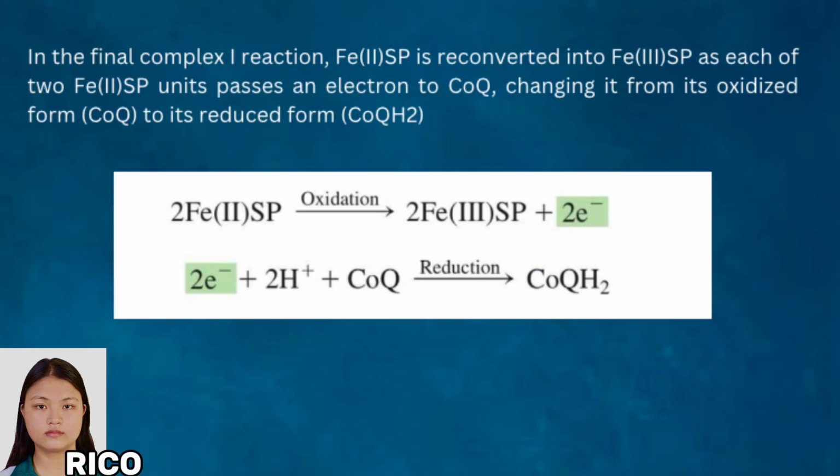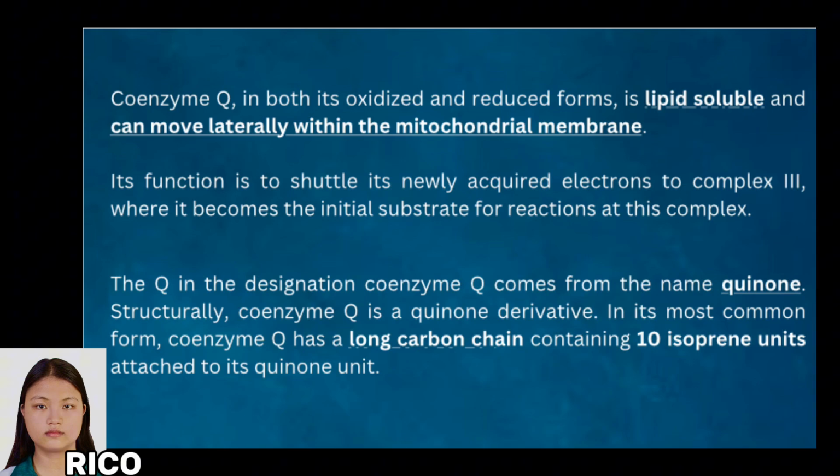Coenzyme Q, in both its oxidized and reduced form, is lipid soluble and can move laterally within the mitochondrial membrane. Its function is to shuttle its newly acquired electrons to complex 3, where it becomes the initial substrate for reactions at this complex.